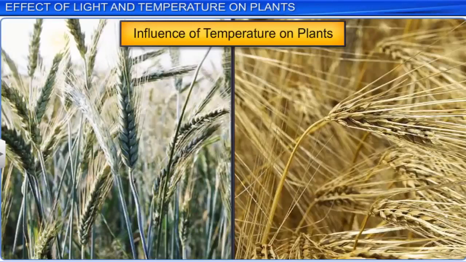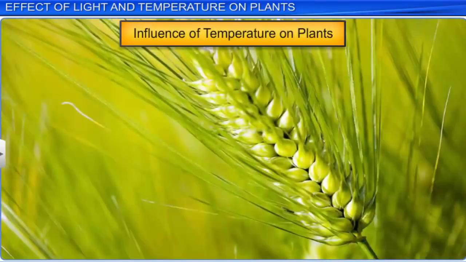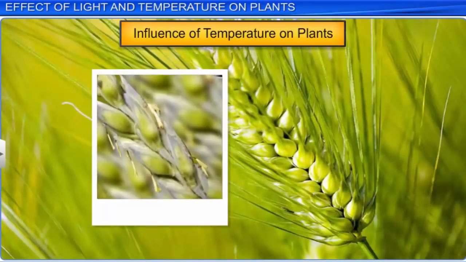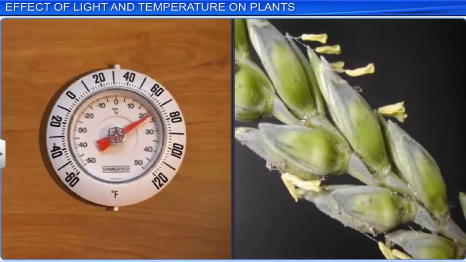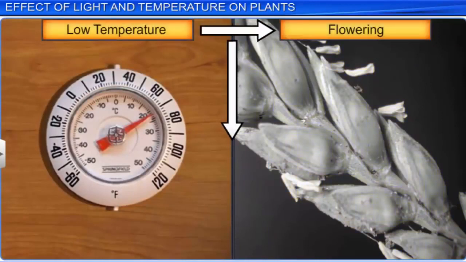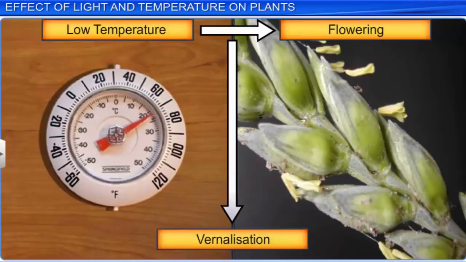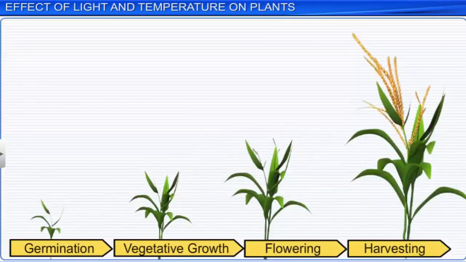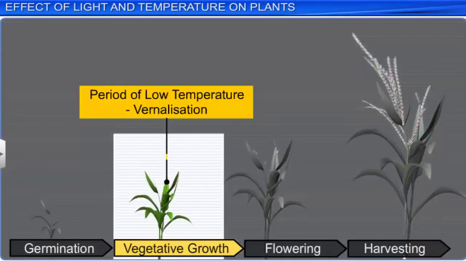Apart from light, temperature also influences flowering in some plants. For example, some plants produce more flowers when exposed to a specific period of low temperature. This kind of development of flowers due to the influence of low temperature is called vernalization. Since these plants need to be exposed to low temperatures for a specific period, vernalization provides the time for vegetative growth and hence prevents early flowering.